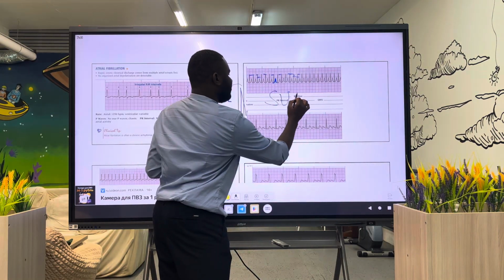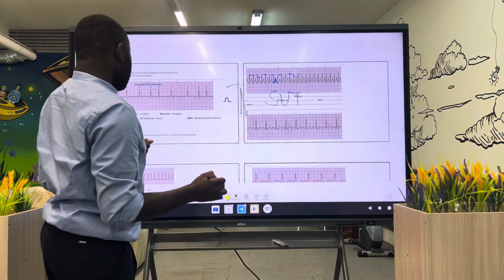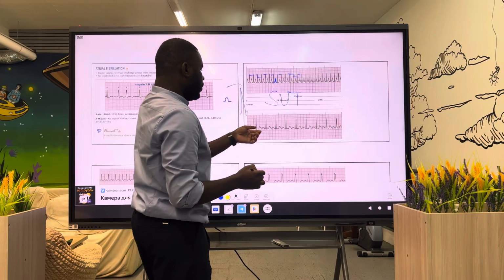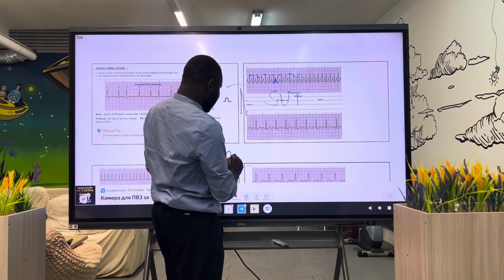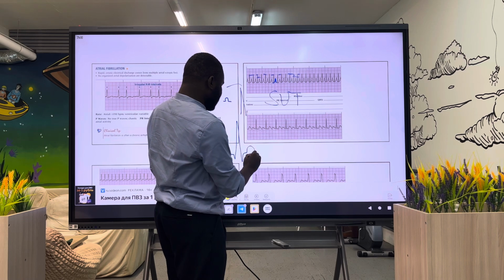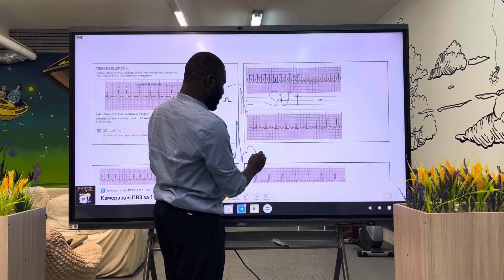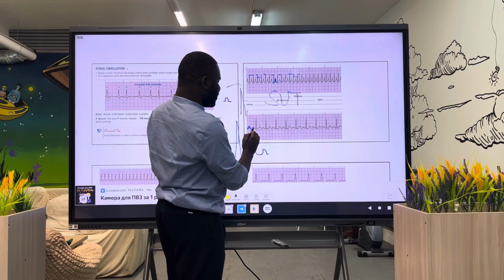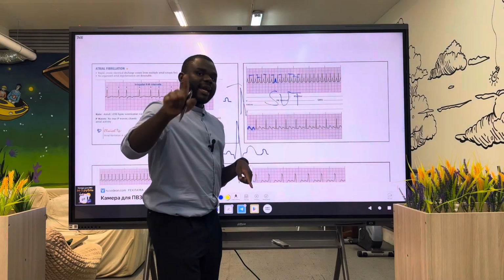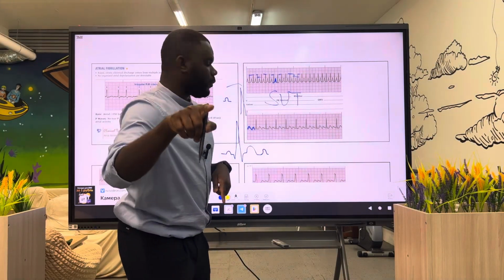We have what? SVT here. Now we move to the next one. If you look at it very well, a normal ECG should look like this: P, Q, R, S, what? T. Like this, right? And then the next P comes like this, round shape. But here you have something sharp like this, like something my carpenter uses to walk back home.